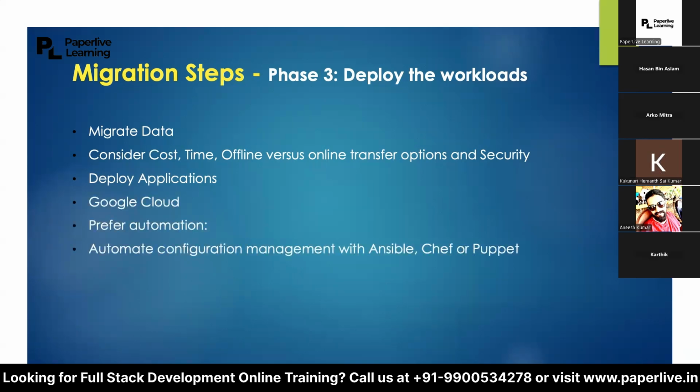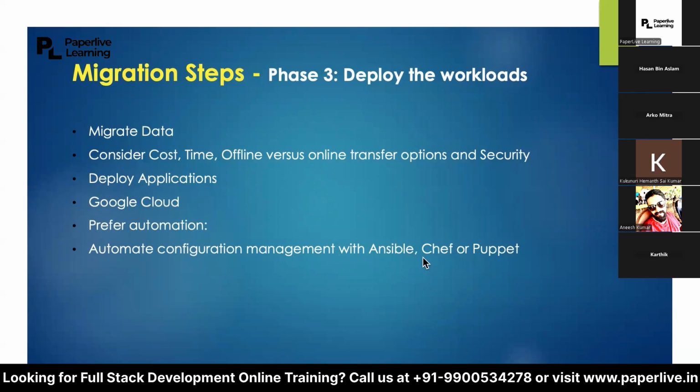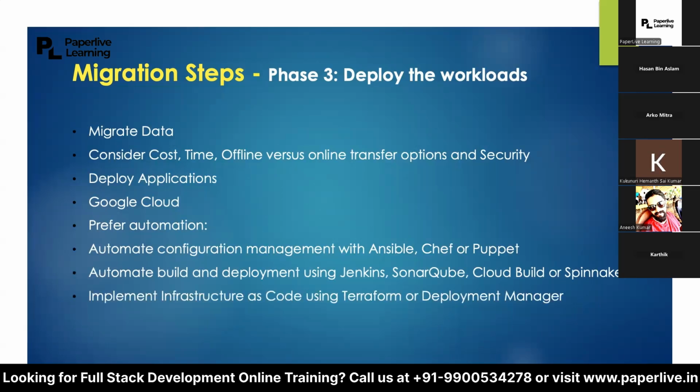Add the possible automation like Ansible, Chef, Puppet, etc. This depends on what tools they are already using. Automate build and deployment using Jenkins, SonarQube, Cloud Build, all these tools you can use at the code level. Implement Terraform or Deployment Manager. Deployment Manager we already learned, right? Use Terraform. Mostly Terraform will be used in every large organization.